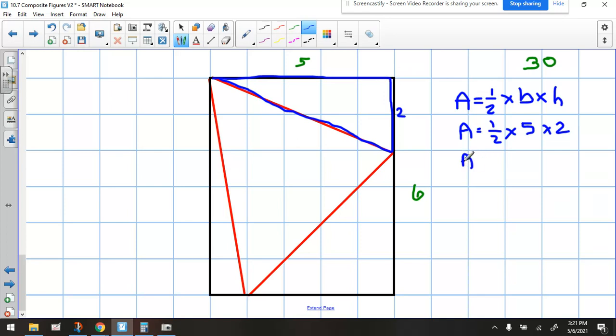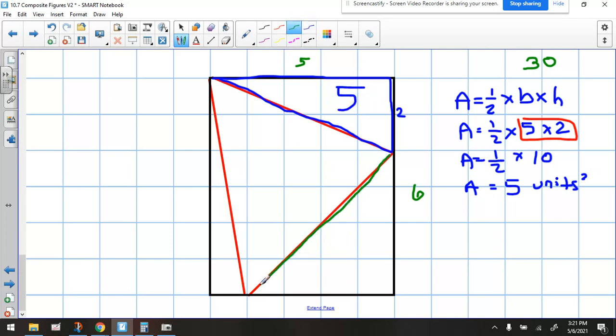All right, so if we find what 5 times 2 is, we get 10. And half of 10, that's mental math, is 5. So that's 5 square units for that blue triangle. I'm going to put a big old 5 in there so we remember. All right, next, let's look at this triangle, which I'm going to highlight in green. We're going to find the area of that.